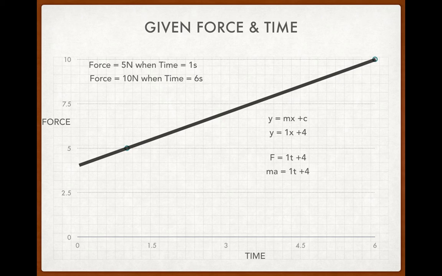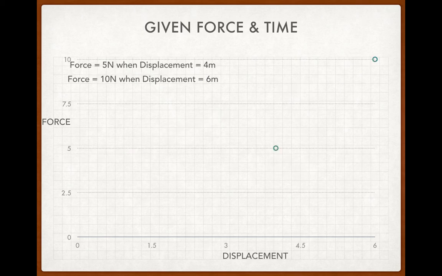Now here's a second example with it. If you are given information with regard to the force and the displacement, so let's say the force is 5 newtons when the displacement was 4 meters, and then later on the force was 10 newtons after the particle moved 2 meters away, so the displacement is 6 meters. Again, you'd plot a graph. But in this case, we'd plot displacement against force.